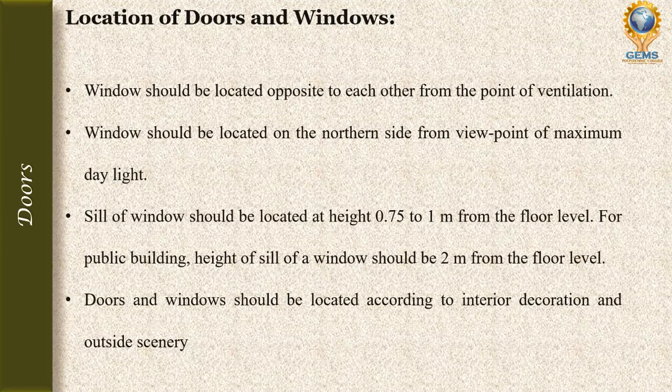Windows should be located opposite to each other from the point of view of ventilation. Window in each room should be opposite to each other. Window should be located on the northern side from the viewpoint of maximum daylight. So if you want the maximum daylight to enter your room, then you have to place your window on the northern side. Then only you will get the maximum daylight into your room.